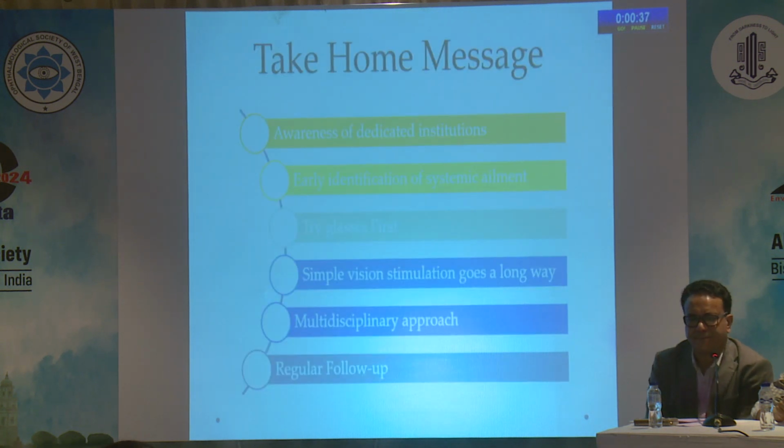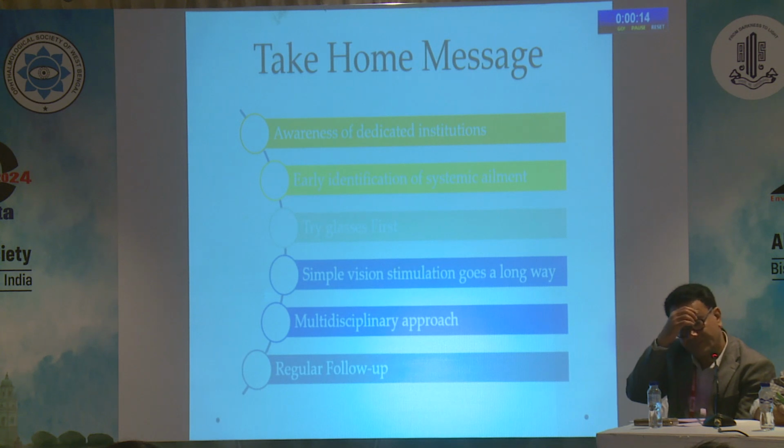To conclude, I want to emphasize that it is very important to identify the systemic ailment as early as possible. And as ophthalmologists, we have to try glasses first, and we have to give basic vision stimulation exercises which will help the babies in the long run. It is very imperative to know that there are such dedicated institutions available across the country which have this multidisciplinary approach, and a regular long-term follow-up will help all of them.